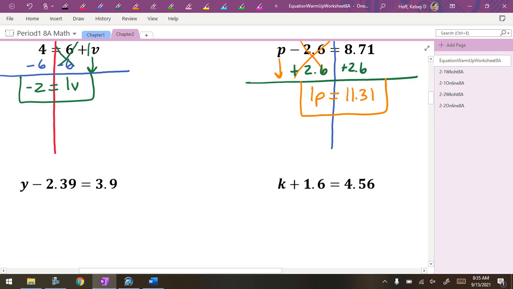Looks good to me. Yep, now do this one. You do not have to put the plus sign in front of there. I know it's positive, so you don't have to put it there. Okay. With Y. So if I cover up Y, I have a negative 2.39. What's the opposite of a negative 2.39? Positive, so you want to add 2.39 to both sides. Don't move this one. Move the one with the Y.